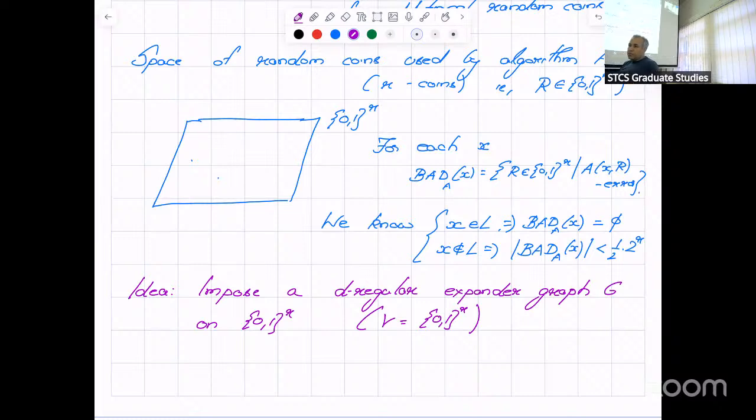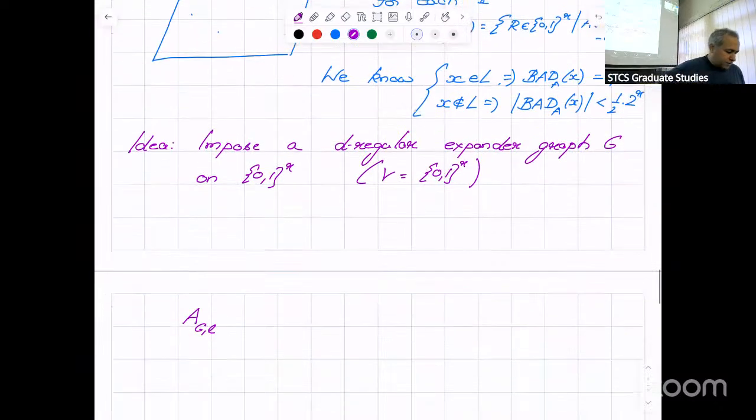Just to motivate why we are trying to impose an expander graph on this: in some sense we are trying to estimate the size of the bad set. What we want to do is pick t random coins. We know that an expander walk will mix to the uniform distribution very fast. So instead of picking the coins randomly, we want to pick them in a much lower-randomness fashion using the expander. So we'll see A_G,L.